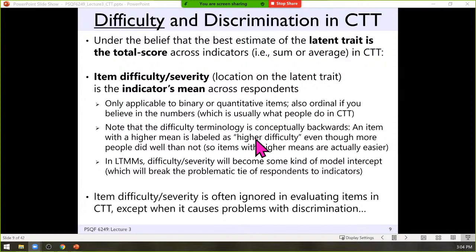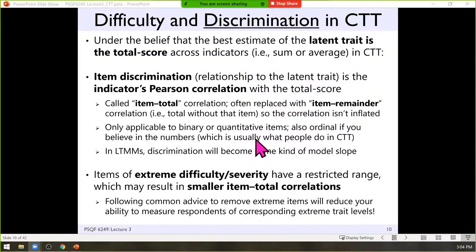It only matters if their level of difficulty is extreme enough to cause problems with discrimination. Because if I have an item, say, that only 2% of my people got right, that item is going to have a hard time correlating with anything, right? Because that item is almost a constant. So to the extent that extreme levels of difficulty impede correlation, then we have a problem with discrimination.